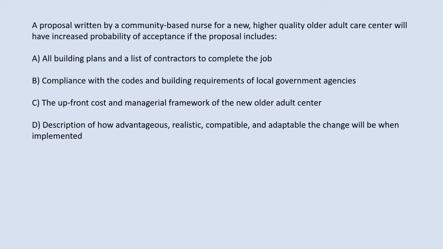A proposal written by a community-based nurse for a new, higher-quality older adult care center will have increased probability of acceptance if the proposal includes: A. All building plans and a list of contractors to complete the job. B. Compliance with the codes and building requirements of local government agencies. C. The upfront cost and managerial framework of the new older adult center. D. Description of how advantageous, realistic, compatible, and adaptable the change will be when implemented.